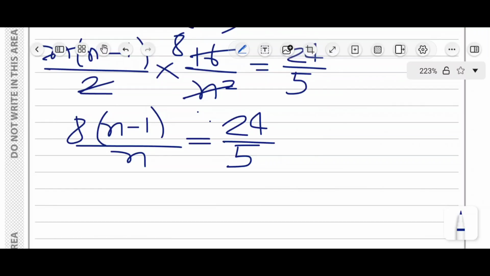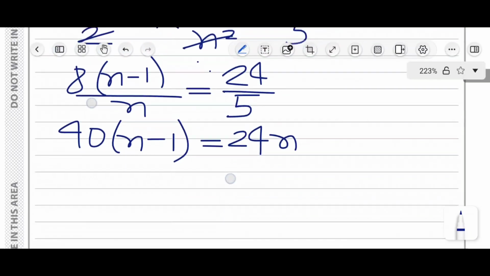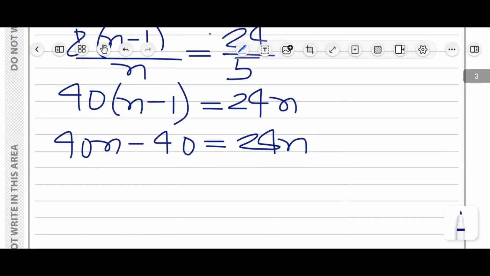Then I have to subtract n here. So I have to multiply this 5 into 8, which is 40n minus 40 equals 24n. We're doing cross multiply here, like this way: 40n minus 40 equals 24n. So if I subtract n here, I get 40.